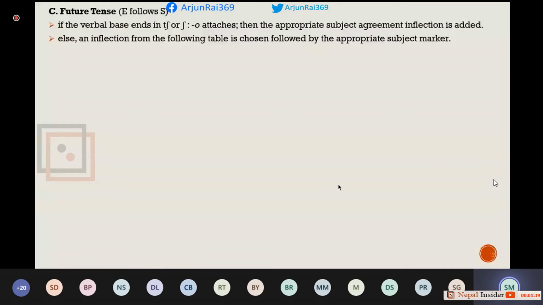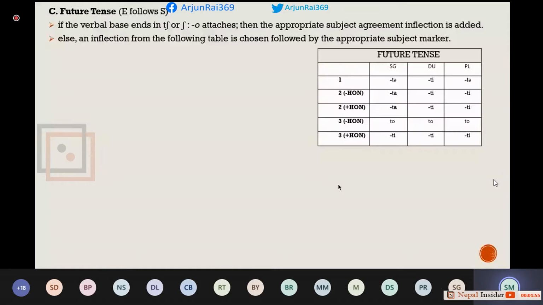So there's a bit of phonological conditioning out here. If the verb base ends in cha or sha, you have o attaching to mark future, after which you have the subject agreement marker attaching. Else, you have this table. If the verb root doesn't end in cha or sha, first you have a value from here attaching, after which you have the subject agreement marker. I'm just bringing the same table out here from the last slide.